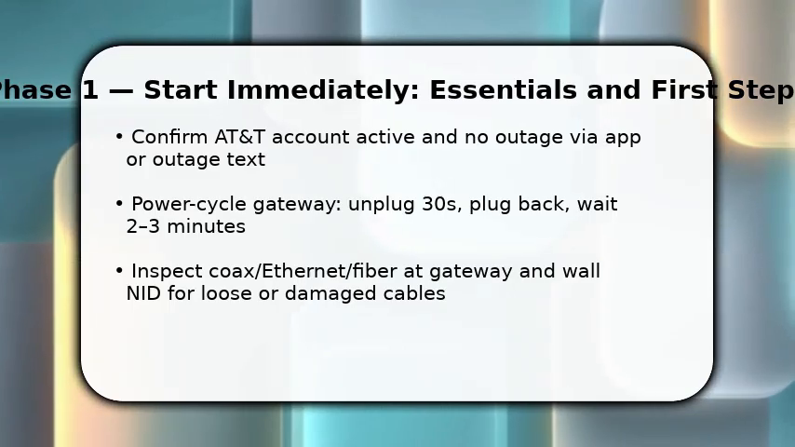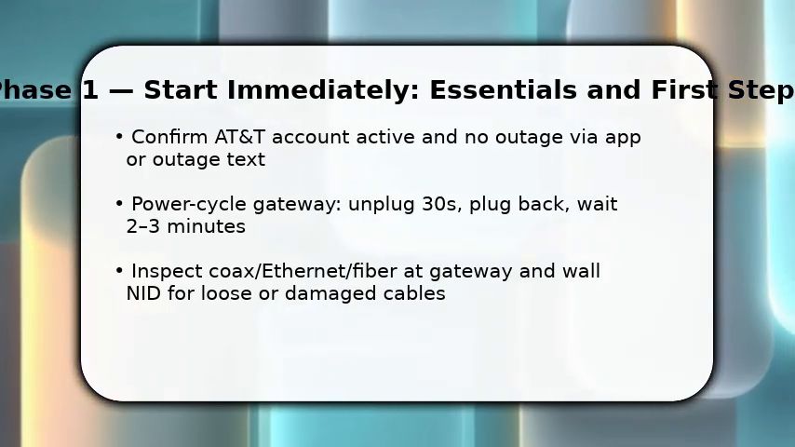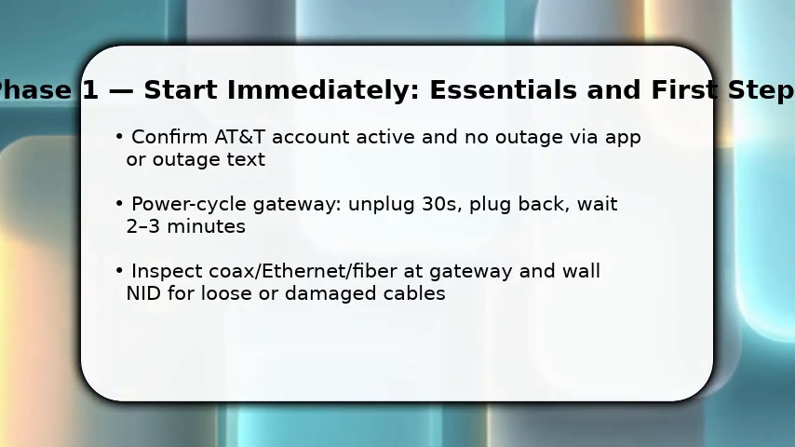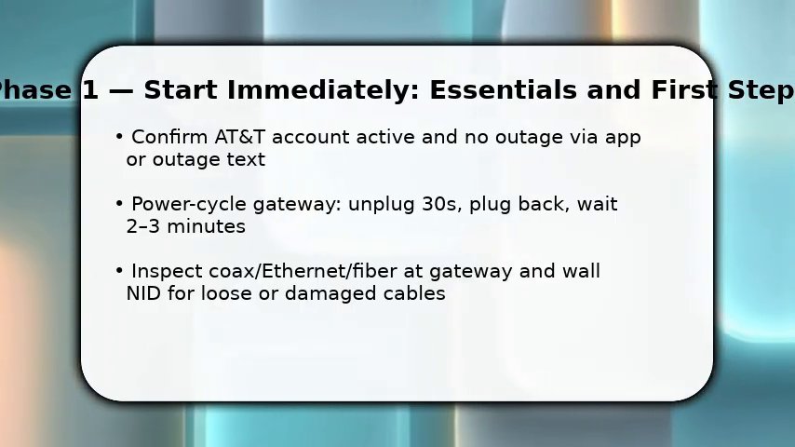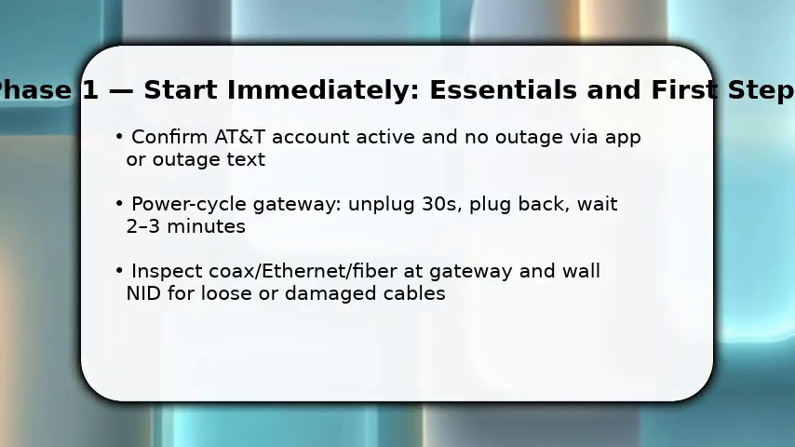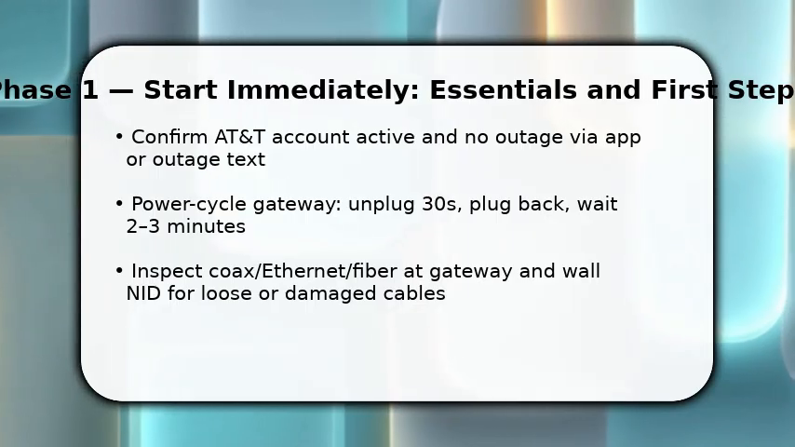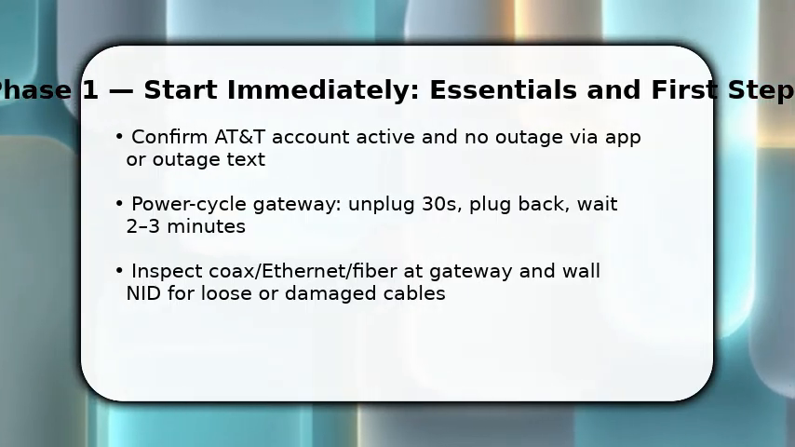You begin by confirming service and clearing transient faults. First, verify your AT&T account shows no outage, then power cycle the gateway. Unplug it for 30 seconds and plug it back in. This clears many temporary faults.